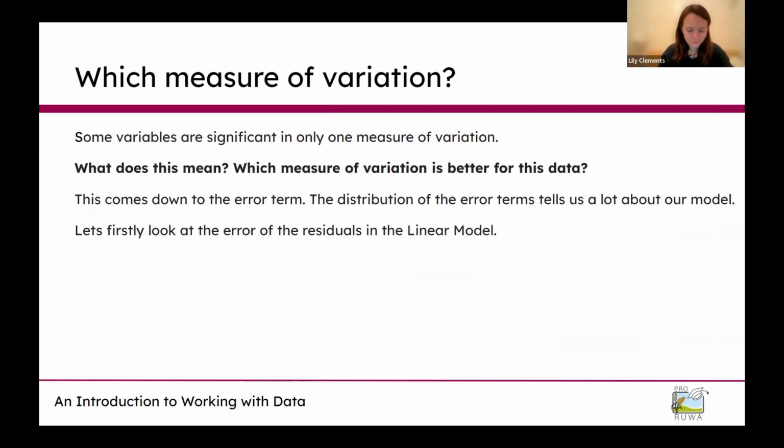Well, some variables are significant in only one measure of variation. And this comes down to the error term. The distribution of the error terms tells us a lot about our model. And as we said, with our ANOVA, we've got a linear model, which means that we are assuming a normal distribution. And with our GLM, we assume a non-normal model. In our case, for the GLM we fit, because you can say which distribution you want to assume, we've assumed a gamma distribution, which is very skewed.